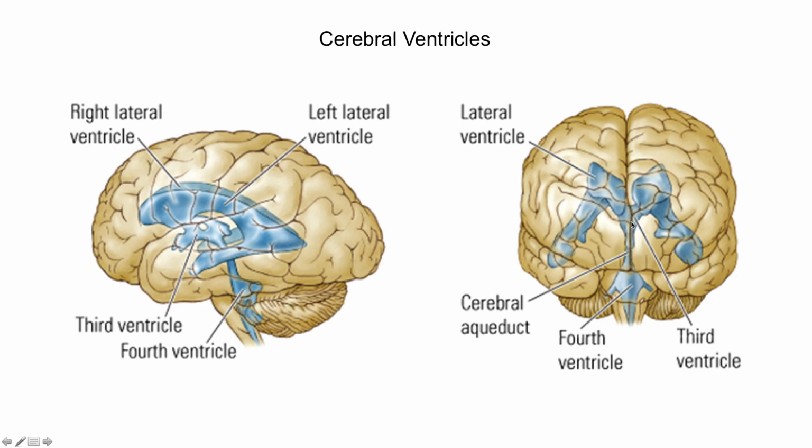Here you see a different view, a coronal view. Here you have the lateral ventricles, here too. Then these are connected to the 3rd ventricle in the middle. And then through the cerebral aqueduct, it is connected to the 4th ventricle, which is in the brainstem.